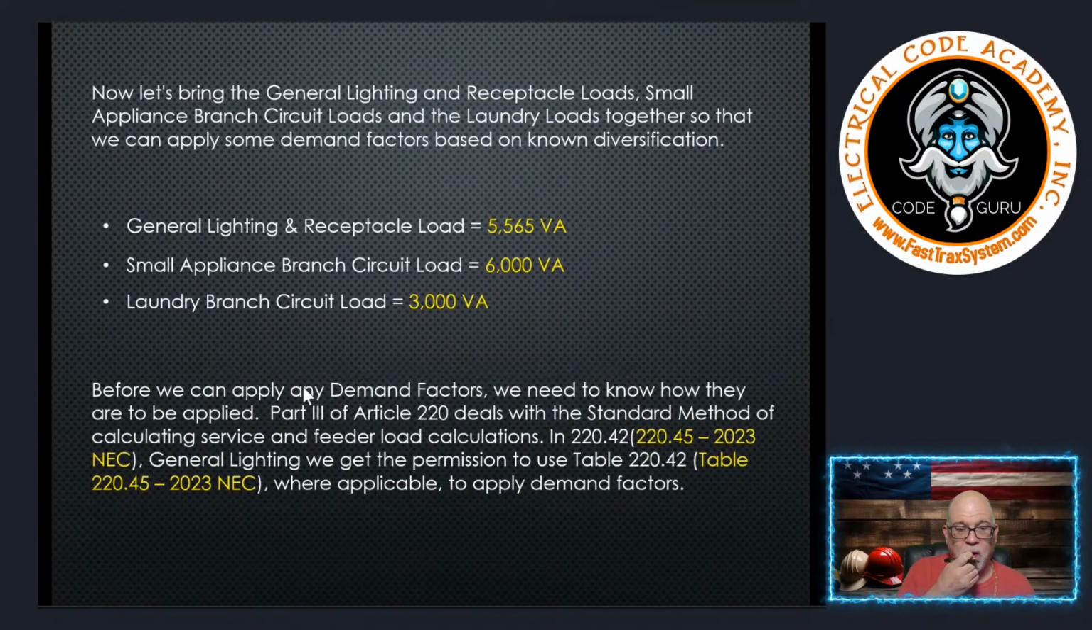So what we have so far is our three values that should match what you have on your form here. I've got 5,565 VA for the general lighting and general load. I've got 6,000 for the small appliance, and I've got 3,000 for the laundry in the dwelling that we're working on. Now, before we can apply any demand factors, we need to know how they are applied.